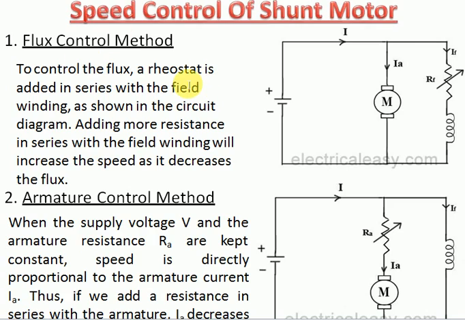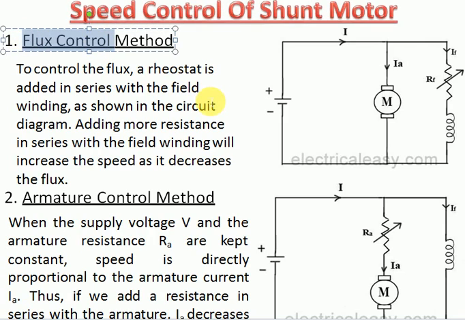This is the flux control method. What is the flux control method? Which winding is responsible for producing flux? The field winding. If you reduce the field current, then it will decrease the speed. This is your first control method, the flux control method.